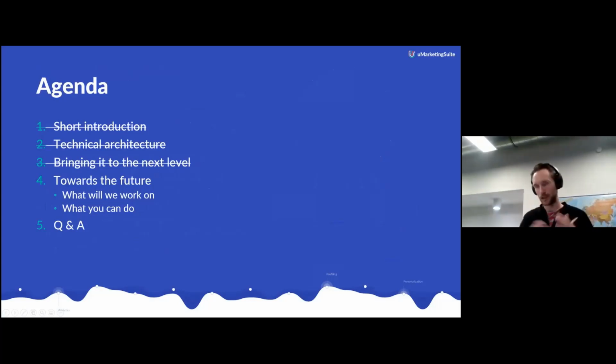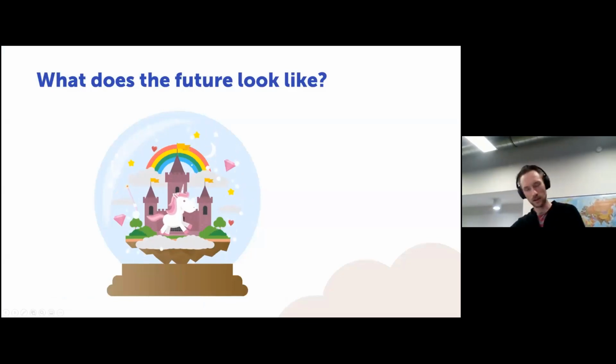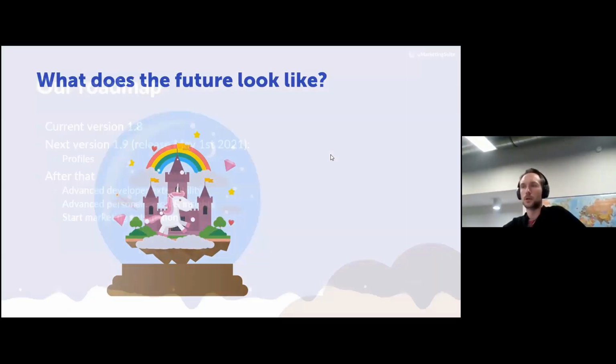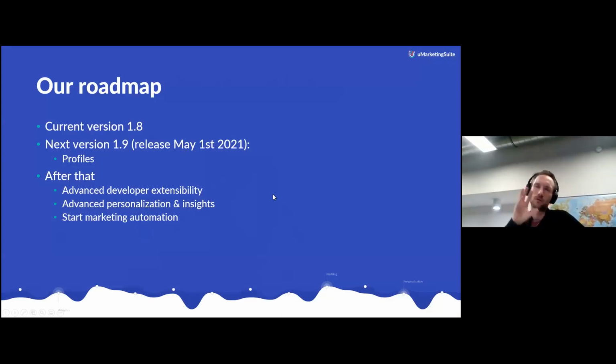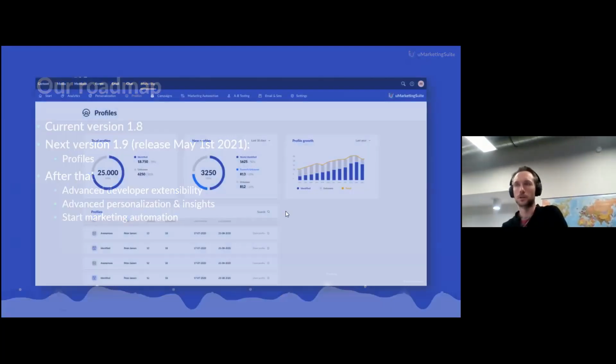That's already possible at this moment, but if we look into the future for a moment and really shake the snow globe and see what's happening. Right now we're on version 1.8 of the uMarketingSuite. Of course, the next version is going to be called 1.9. We're releasing it around the 1st of May. And there we have profiles included as a new big thing. After that, we will start on advanced developer extensibility, more personalization and more insights, especially related to goals, etc. And we're going to start on building marketing automation.